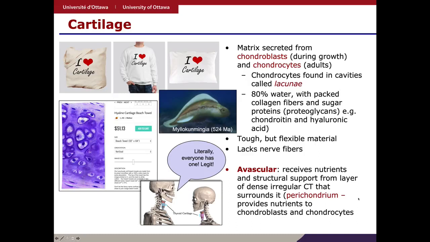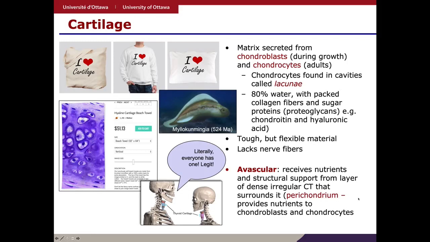Cartilage has some really interesting qualities. It's tough but flexible and resists both tension and compression. Its ground substance is about 80% water, with packed collagen fibers and proteoglycans, remember those sugar proteins, like chondroitin sulfate and hyaluronic acid. That's a tough one to pronounce. The movement of tissue fluid in its matrix allows cartilage to bounce back after being compressed and provides nutrients to the cartilage cells.